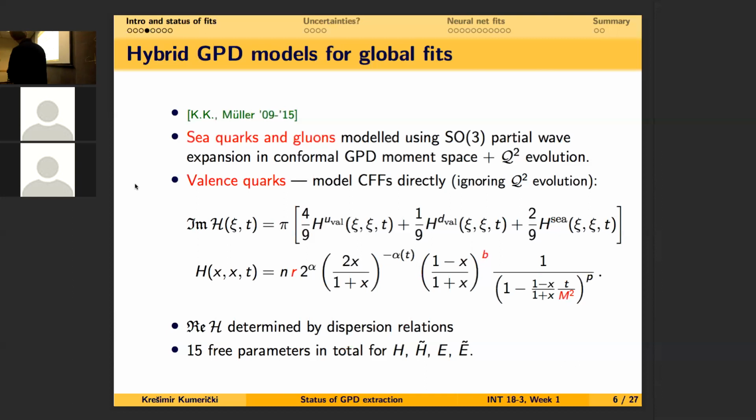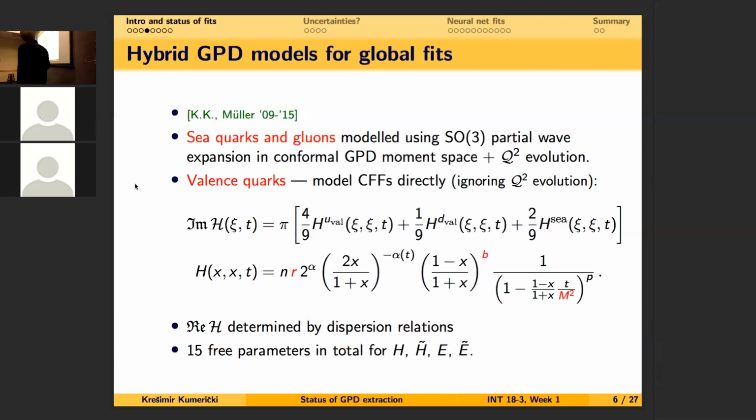This H, is this a combination of u, d, and c? Yes. There's no flavor separation here. Flavor separation will be enabled only by meson production or by neutron DVCS, but I will not go into that. So we are flavor insensitive here.